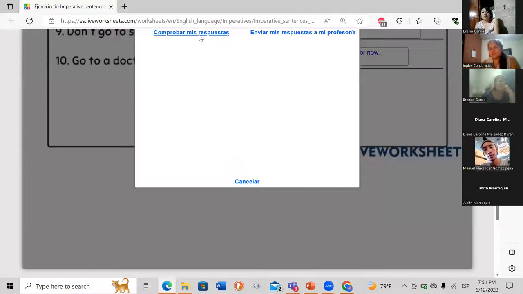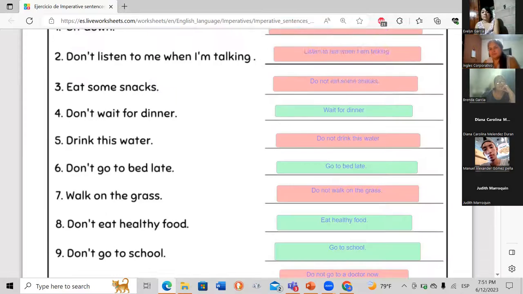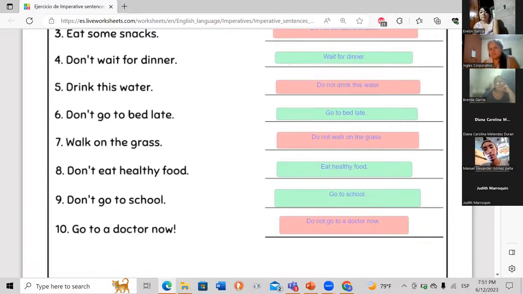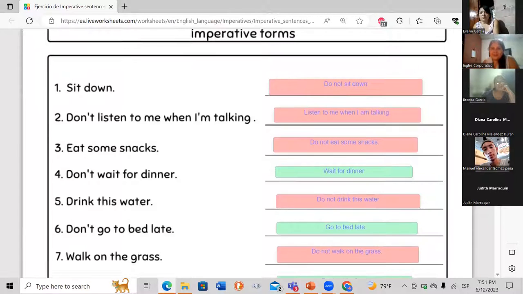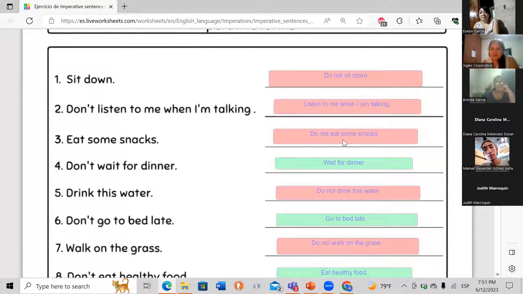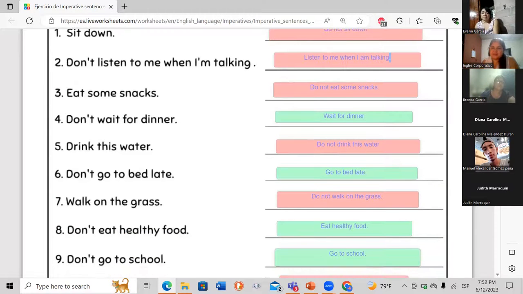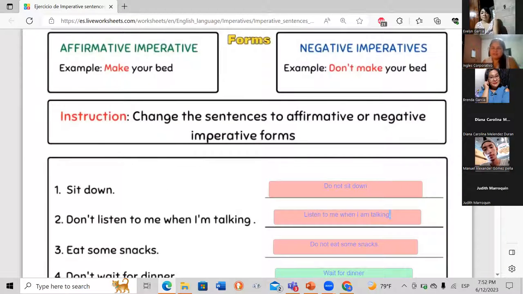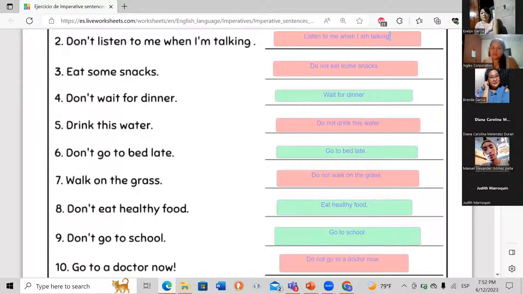Let's see. I guess it's because no le pusimos el apóstrofe. I don't know how they evaluate. Listen to me when I'm talking. Oh, okay, es por el apóstrofe. If I do this, pero igual mi apóstrofe no me lo acepta. Okay, but that is a way that we are going to make it from positive to negative or from negative to positive, okay?